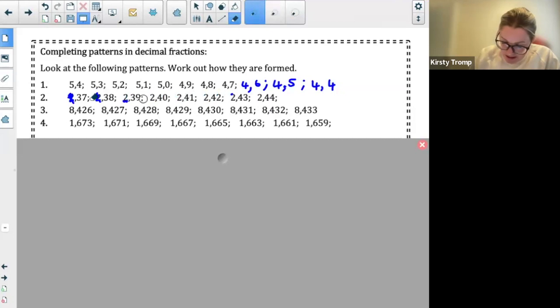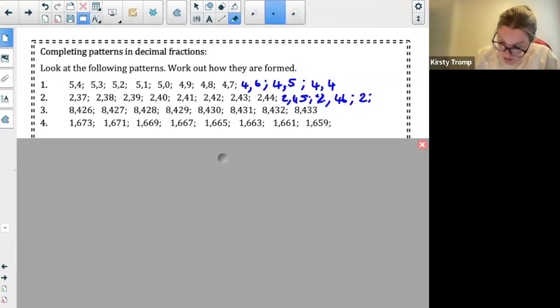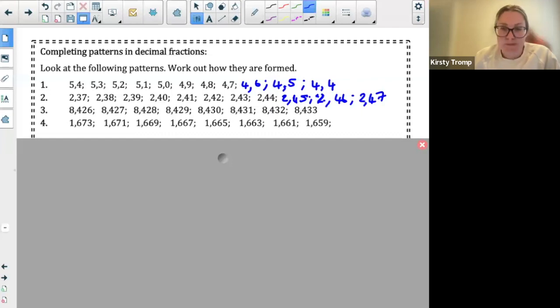So I'm going to go back to my pattern here. And I'm going to say, well, my next number is going to be 2, because that's what's the same. All right. And let's see what's happening to the other numbers. 37, 38, 39, 40, 41, 42, 43, 44. Good, Azande. I'm increasing by 1. So 45, 2, because that's what's common, comma, 46, 2, comma, 47.